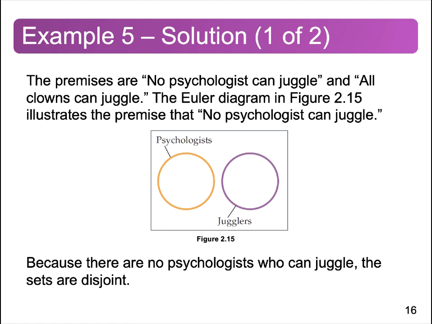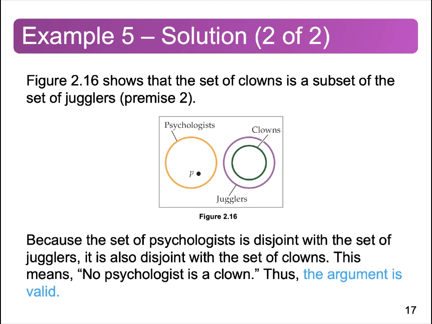Then the next statement that says all clowns can juggle, that means that all the clowns need to fit inside the juggle circle. And so that would look like this. The all part of those statements always goes in the smaller circle. So all clowns would be a small circle inside the juggle circle.